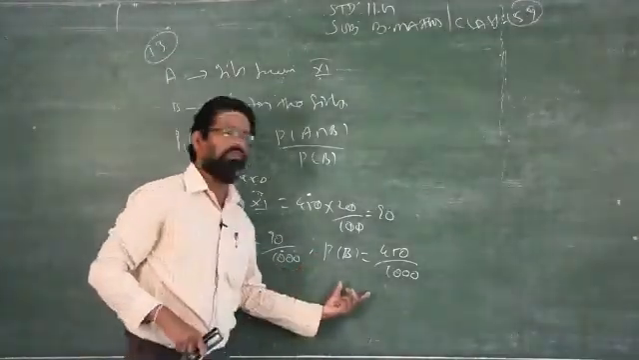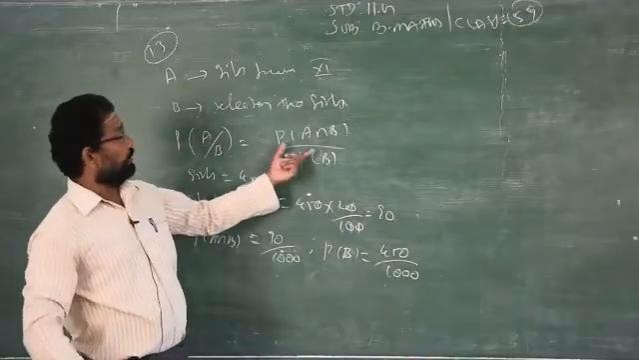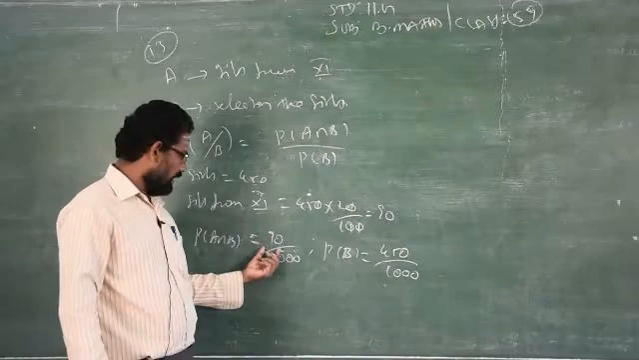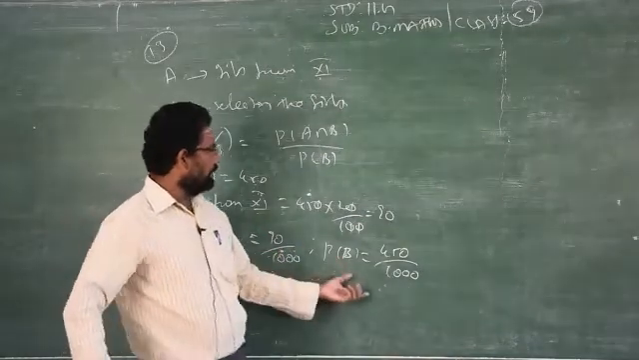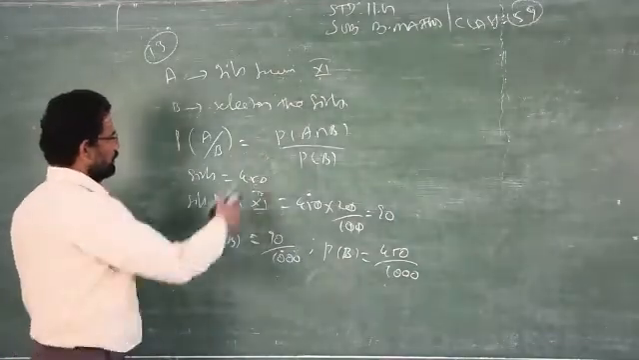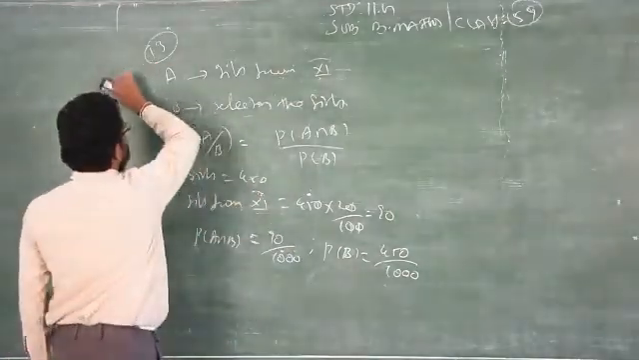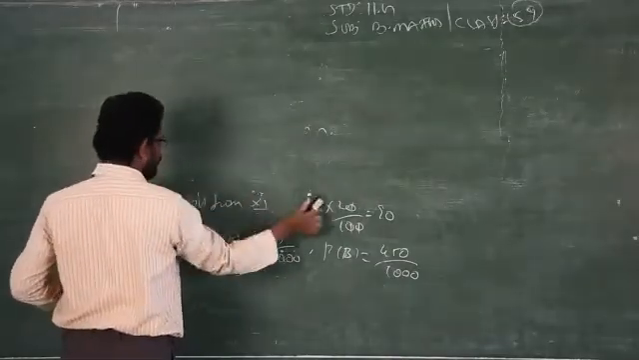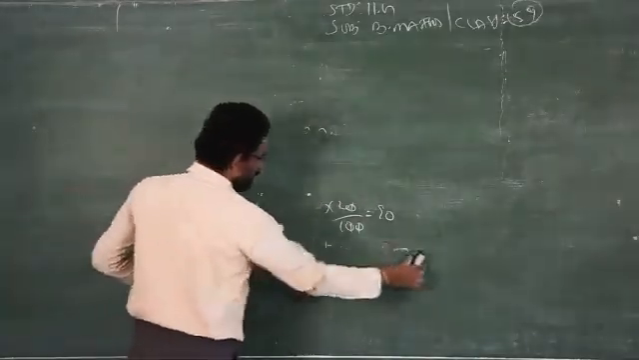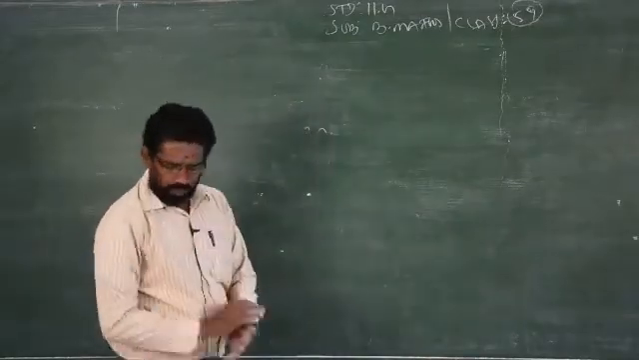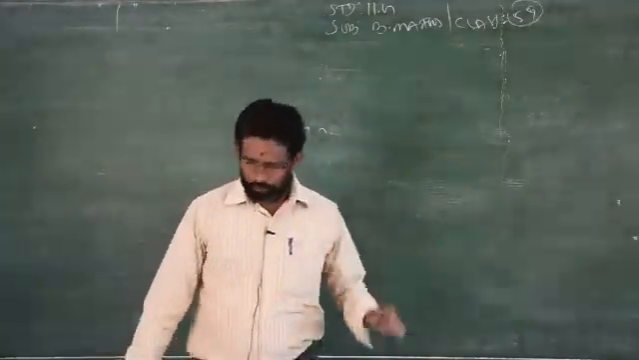I gave all the information required for the formula: P of A intersection B is 90 by 1000, and P of B is also 450 by 1000. Just substitute in this formula and you will get the answer. Use a calculator and simplify. You can even write that answer in terms of fractions, nothing wrong. Fractions or decimals are allowed in probability.